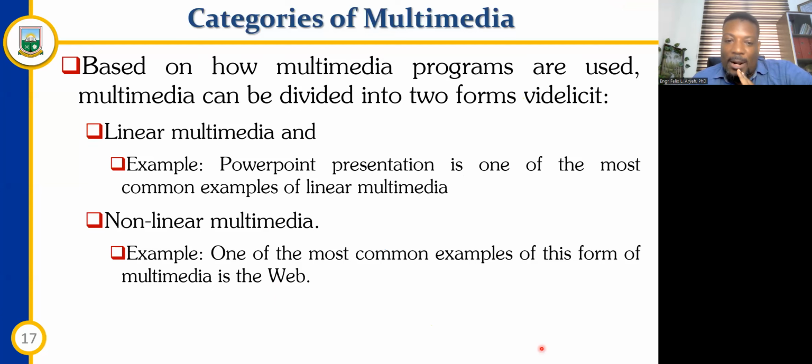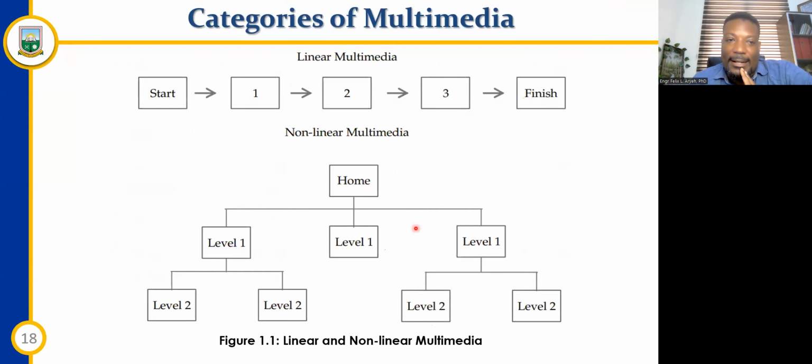All right. Now on the next screen, you can see a typical example of what linear multimedia looks like. With linear, there is always a start page and a finish page. So this is the start and this is the finish, and we have maybe 1, 2, 3, and it is in the form of a sequence, in a chronological order.